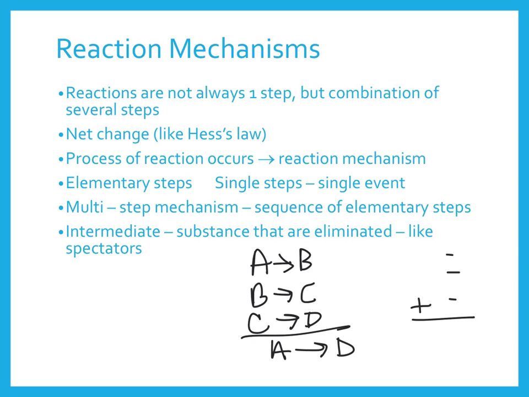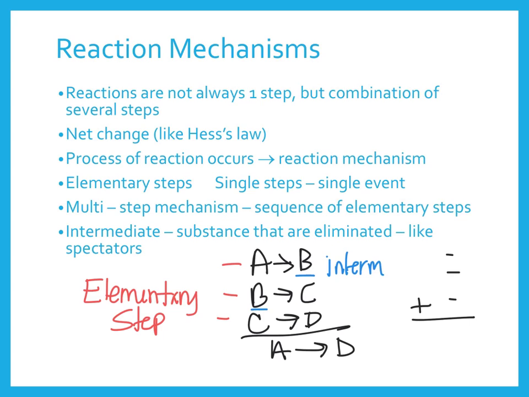A couple of things here: each step along the way, each one of these, is called an elementary step. And the elementary steps are single events. The overall reaction is considered to be the mechanism. When you have substances in between, for instance, the letter B, they're called intermediates. If they're formed in the middle of the steps and then eliminated before you get to the end, it's an intermediate.